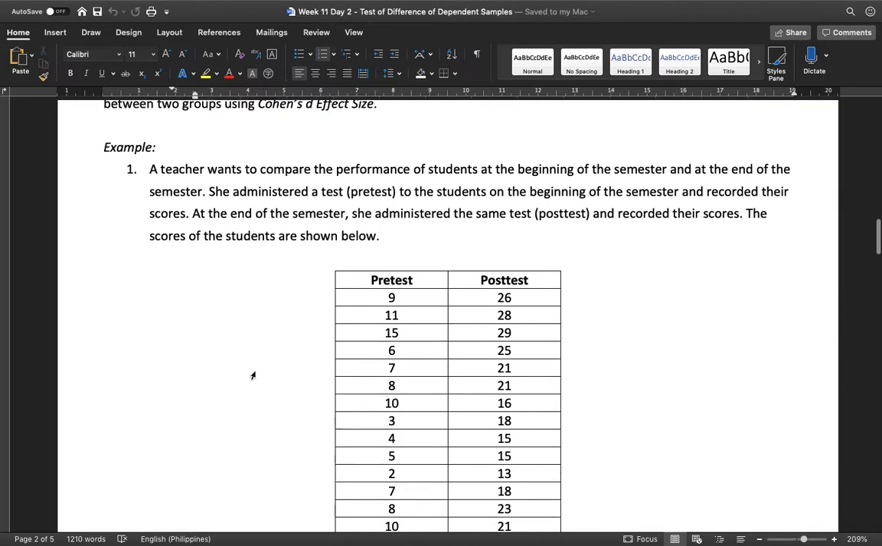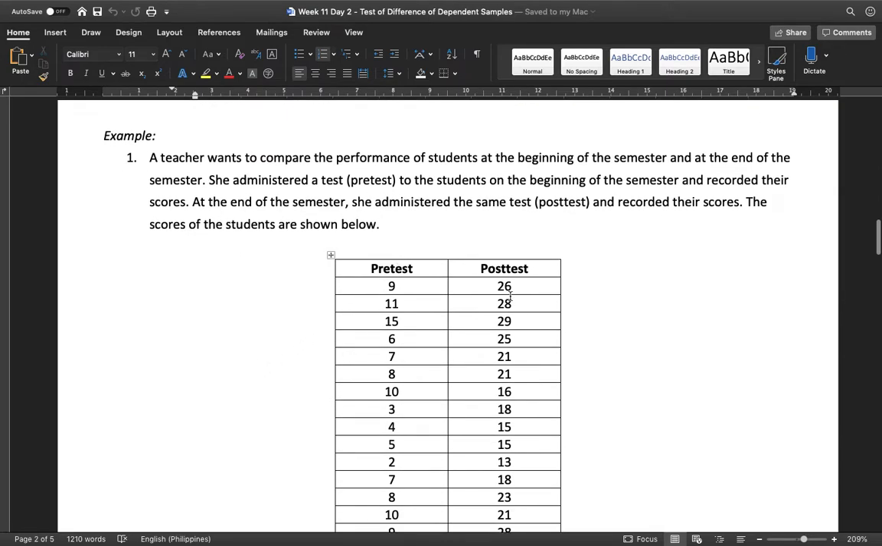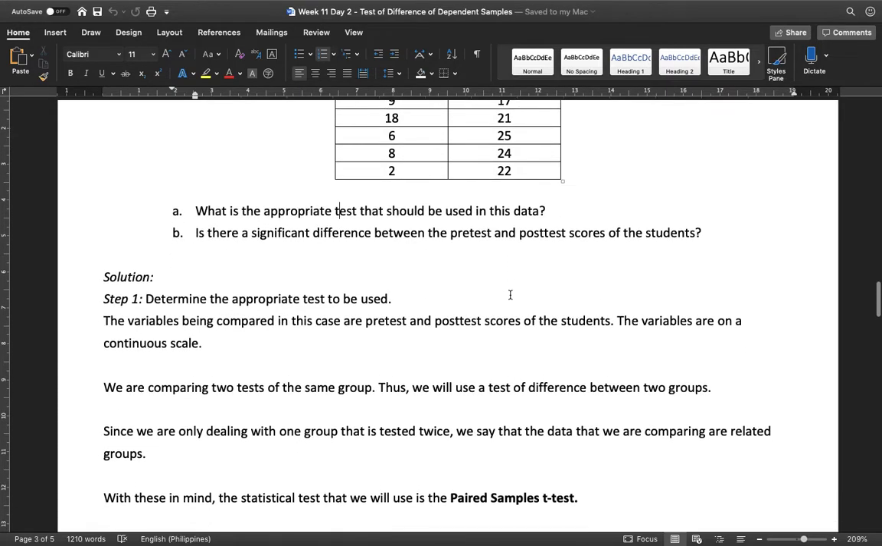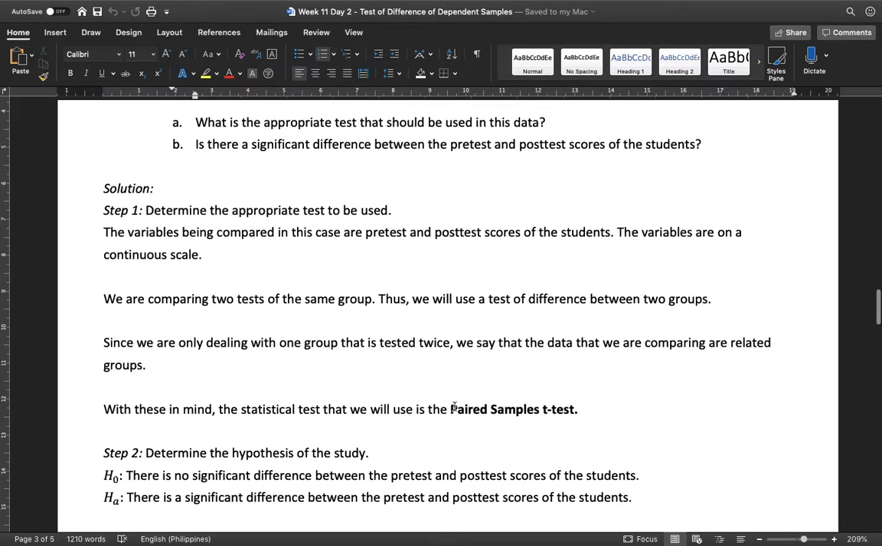Kasi dalawang test to, di ba? Isang pre-test, isang post-test. Pero iisang grupo lang, iisang section lang, pero tested twice. So we use a test of difference. One group tested twice. They are related groups. And dalawang group lang naman, di ba? So ang gagamitin natin ay paired samples t-test.